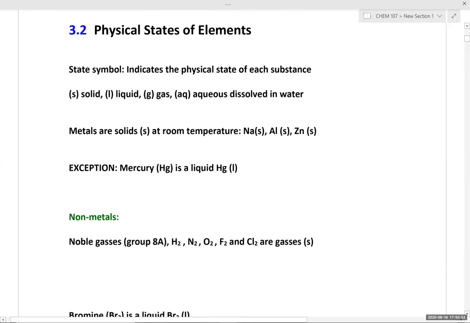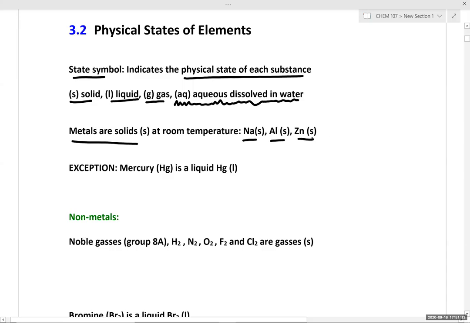How do we write the physical states? Well, the state symbol indicates the physical state of each substance. S for solid, L for liquid, G for gas, and AQ for aqueous, which means dissolved in water. Metals are solids at room temperature. So sodium, aluminum, zinc are all solids. Iron also would be a solid. Magnesium also would be a solid. There's one exception, and that's mercury, which is a liquid.